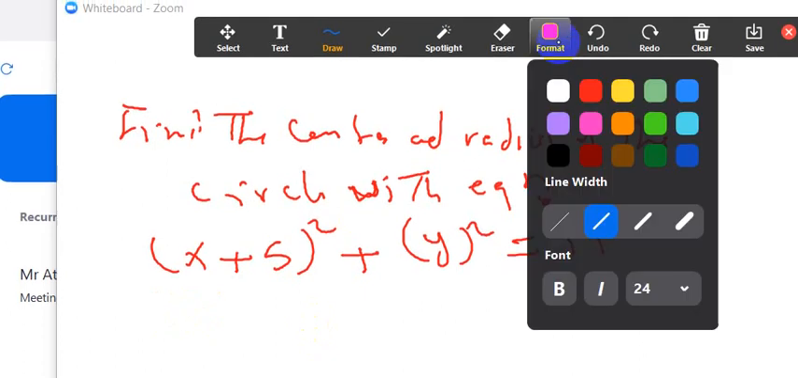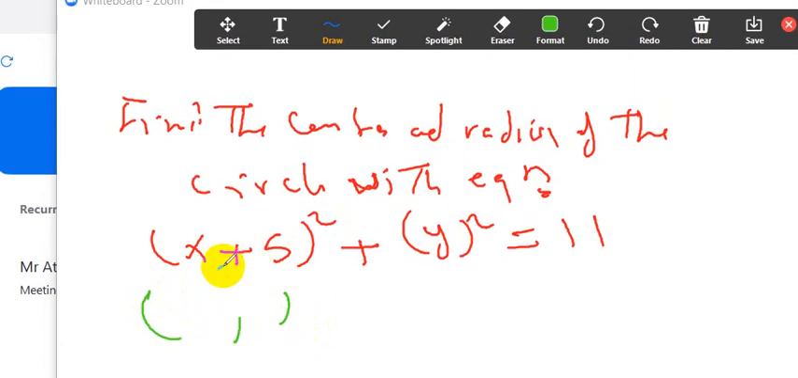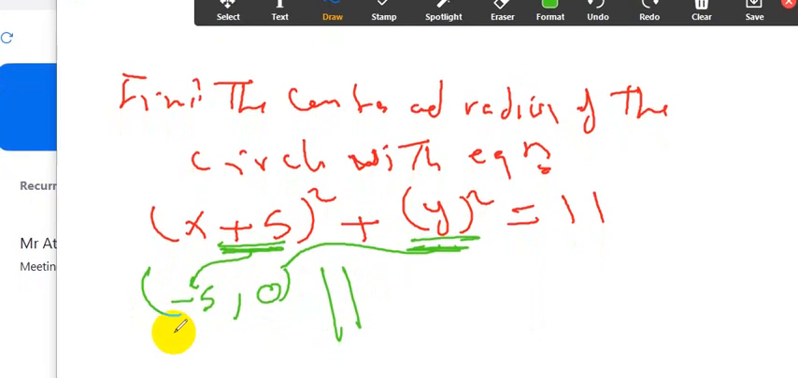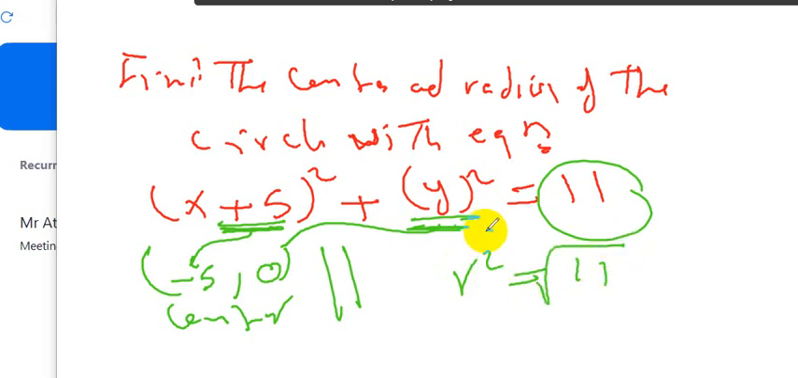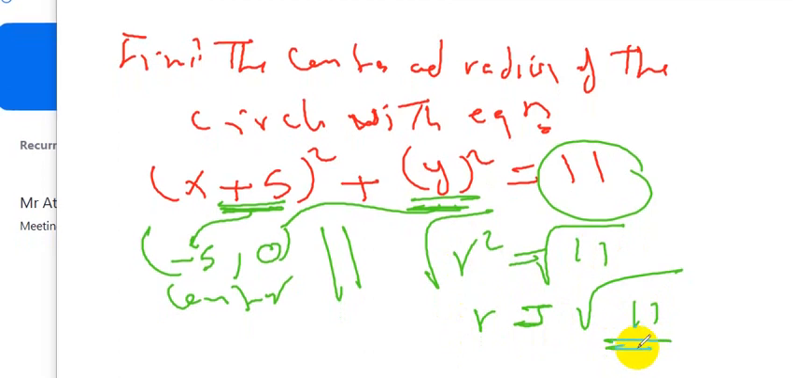How to get the center? Change color. What is with x? Change the sign. It will be minus 5. What's with y? y has nothing, so it is 0. This is the center. So we have the center now. How to get the radius? This is r squared. r squared equals 11, take the root of both sides, so r equals root 11, which is the answer for the radius.